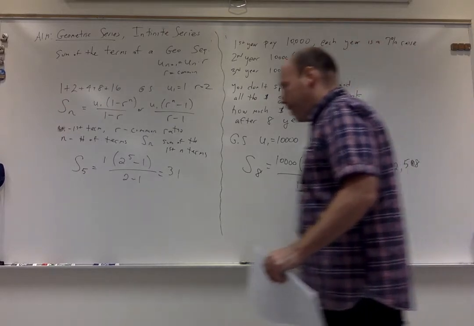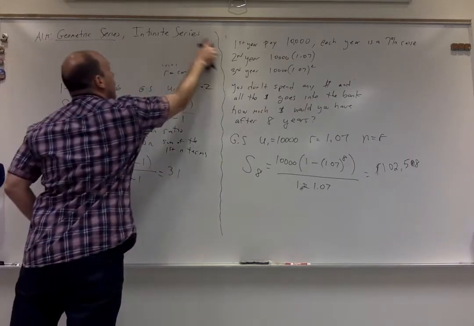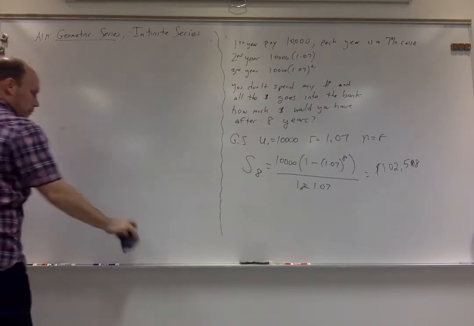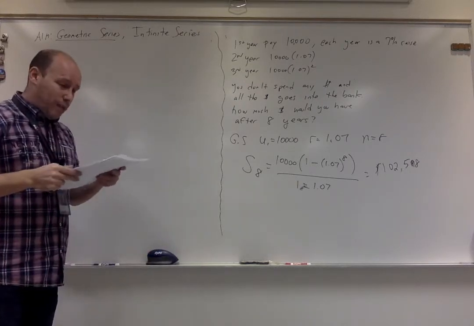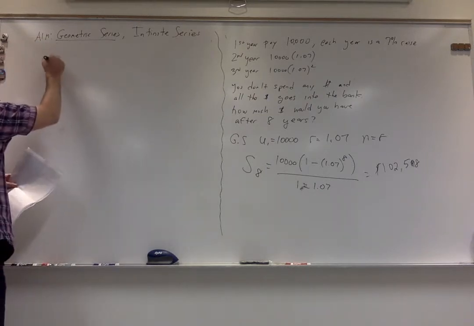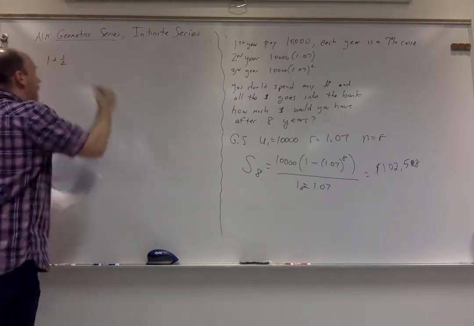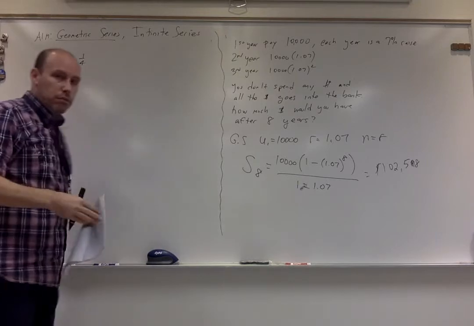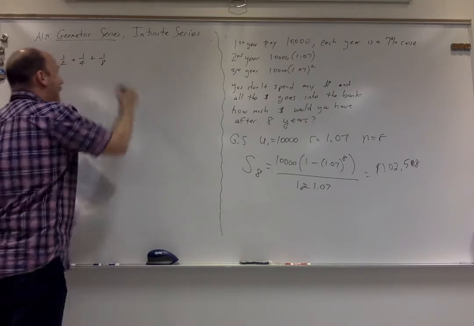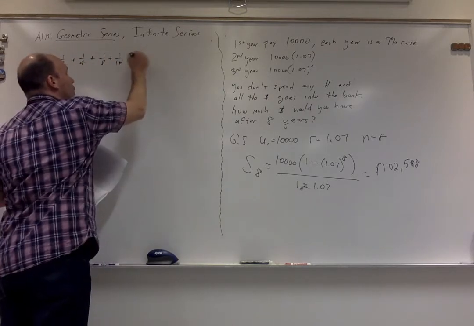So, everyone got this? I'm erasing. What I want you to do is, if I had you in the class, I'd have everyone add 1 plus a half. And then you'd add a fourth. And then you'd add an eighth. And then you'd add a 16th. And then you'd add 1 over 32.